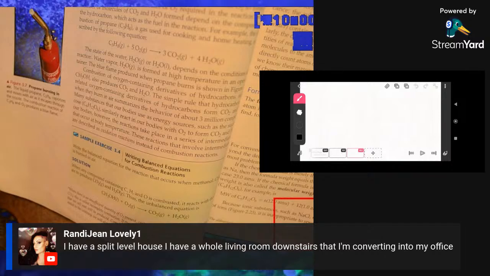I have a split level house. I have a whole living room downstairs, and I'm converting it into my office. Oh wow! All right, then I'll definitely send you a long tank. I'll send you different cool ass tanks. I'm just gonna send you tanks that I would buy that I think look badass, and then it's up to you to make the decision. But I'm just letting you know you don't need to spend that much.